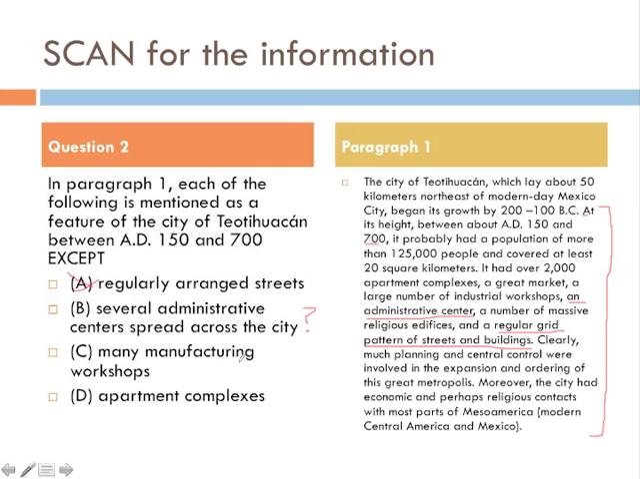Next, many manufacturing workshops. Okay, well, as we go through the text, we see that instead of many, they use the words large number, which is basically the same. Instead of manufacturing, they use industrial, which again is basically the same. And of course, they do say that it is a workshop or workshops. So perhaps we can feel confident that C doesn't make sense as the answer.